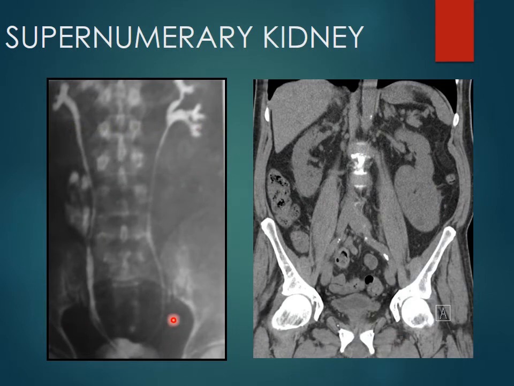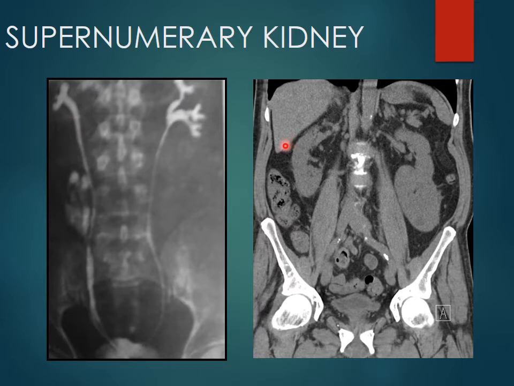Imaging findings for supernumerary kidney. The image on the left side would be an abdominal radiograph taken during an IVP. So for orientation, this would be the right side of the patient and this would be the left side. And as you can see, contrast material flowed into the pelvocalyceal system on the right side and that on the left. However, another pelvocalyceal system is seen inferior to the normally located right kidney.